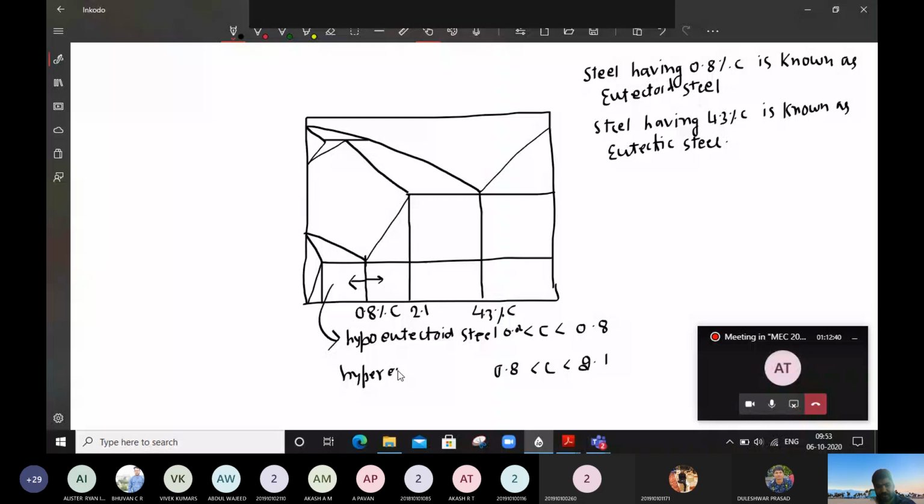So we are running short of time. Hypereutectoid steel.